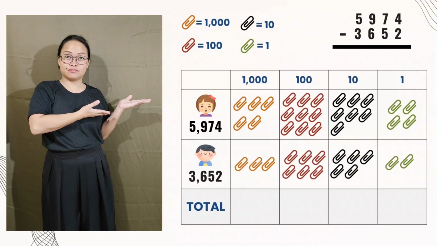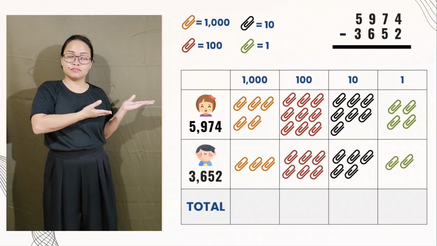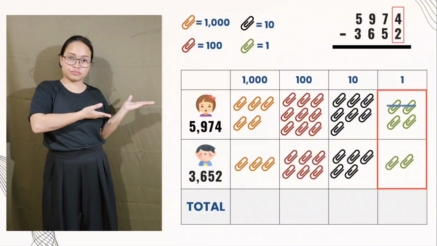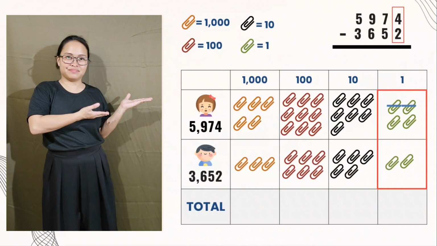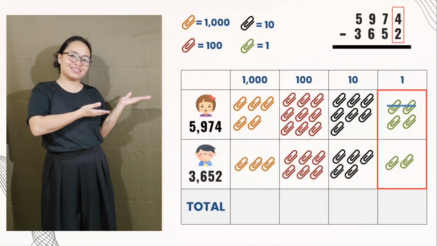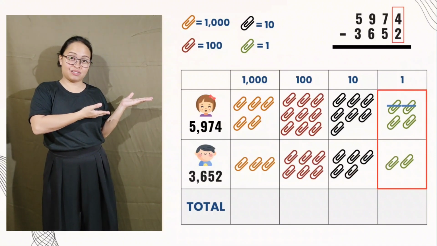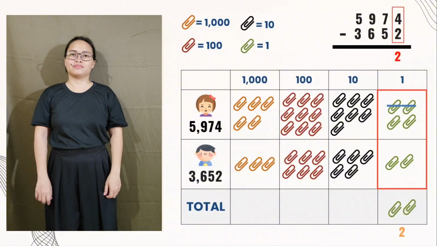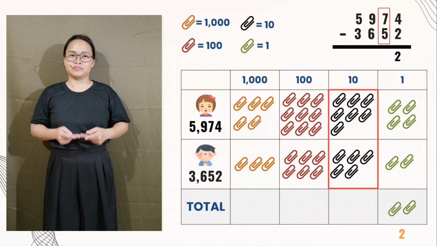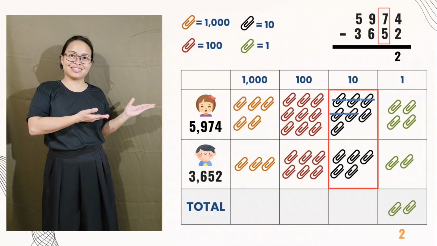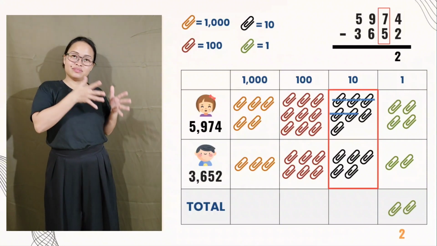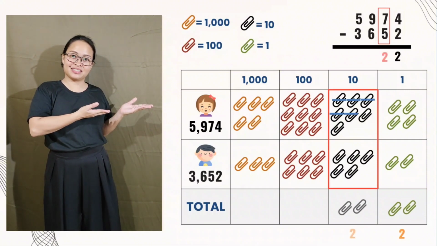Now following the steps, let's start subtracting in ones place. So 4 paper clips minus 2 paper clips. Let's count the remaining number of paper clips. Yes, we are left with 2. Next, let's proceed to the tens place. 7 paper clips minus 5 paper clips. Let's count the remaining number of paper clips. Yes, we are left with 2.